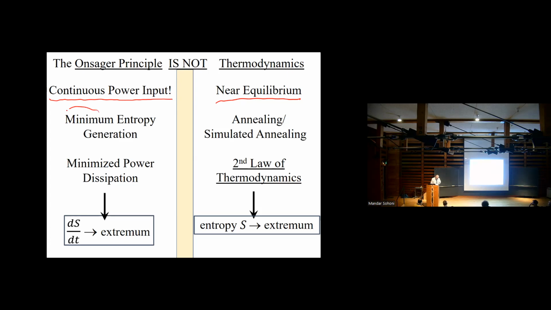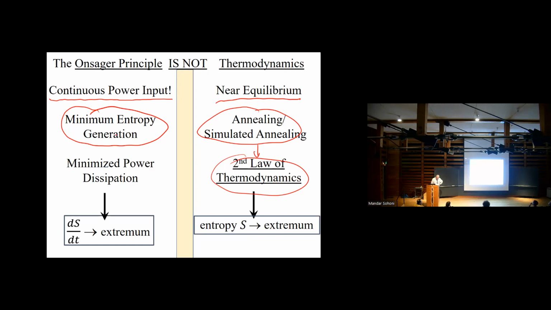If you follow Onsager, you end up with the minimum entropy generation, which is, say, the least amount of heat in the resistors. And in thermodynamics, you can do annealing or simulated annealing, and you end up with the second law of thermodynamics. What that law says is that entropy is always going to a maximum. So it's fine. We ought to be able to use it. Why aren't we using that?